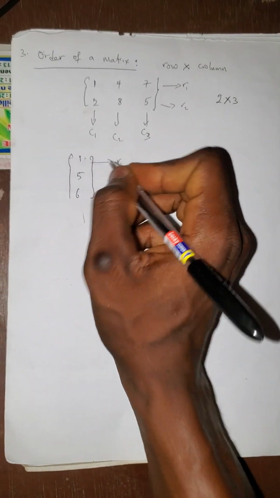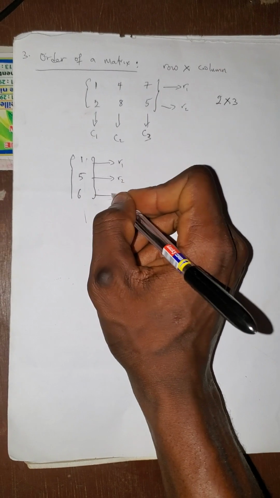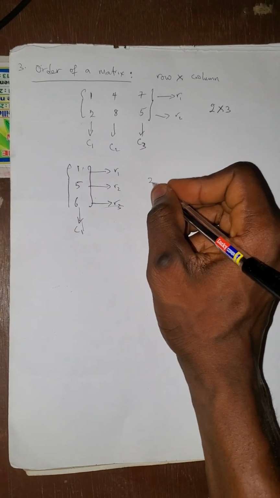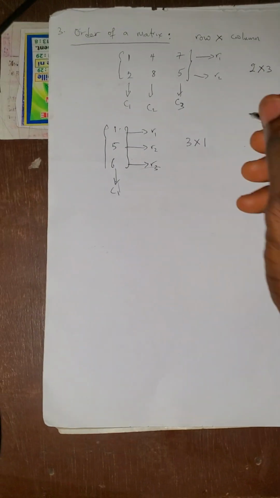This is first row, second row, third row, but it only contains one column. So it is 3 by 1. This is the order of a matrix.